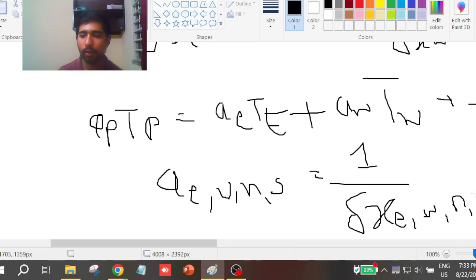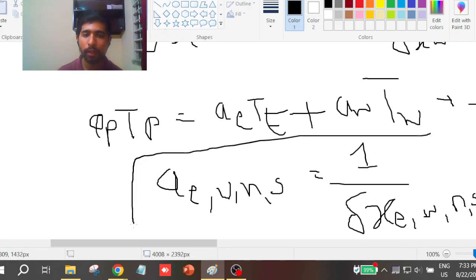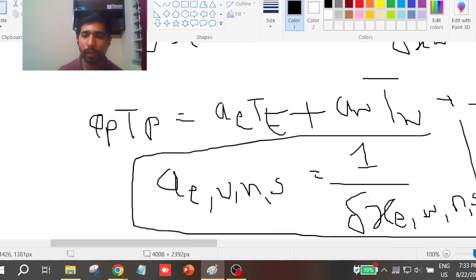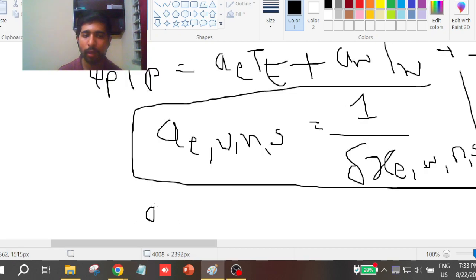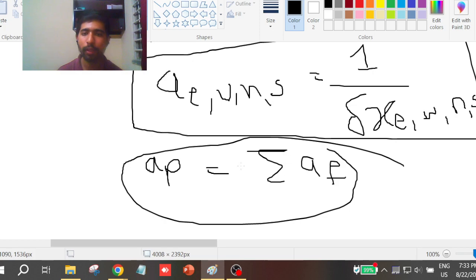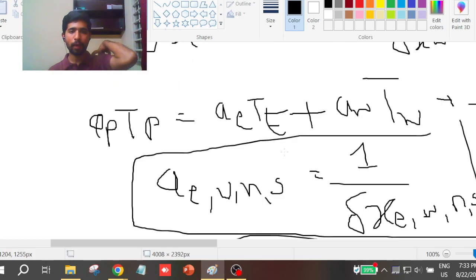Okay, so if you do the maths, this is the whole thing: ae, aw, an, as, and then ap, you already know it is nothing but the sum of these af, where F is equal to east, west, north, south. This is the whole code. Now I have to just solve. I have to write Tp is equal to what? Tp is equal to this whole sum divided by ap, right? So that is my code.